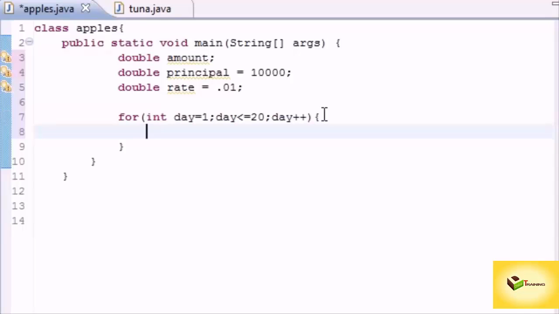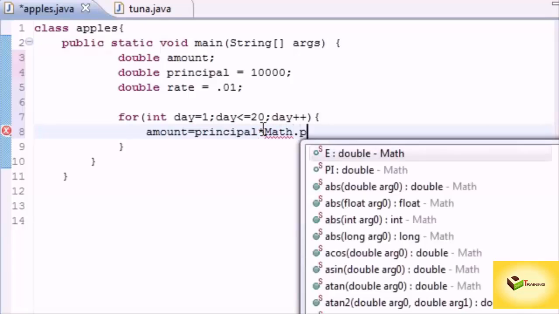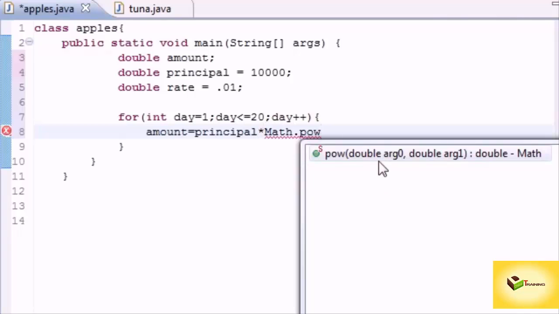Now let's get to the good stuff. We want to solve for amount, so that's what we're going to be setting it equal to, since we don't know what it is yet. But we do know what the formula is for it. It's principal, and make sure you type these right, principal, times something to the power, and this calls for an outside method, which is Math.pow. You can see right here that it takes two arguments. The first argument is what's in the parentheses, and the second argument is the exponent.